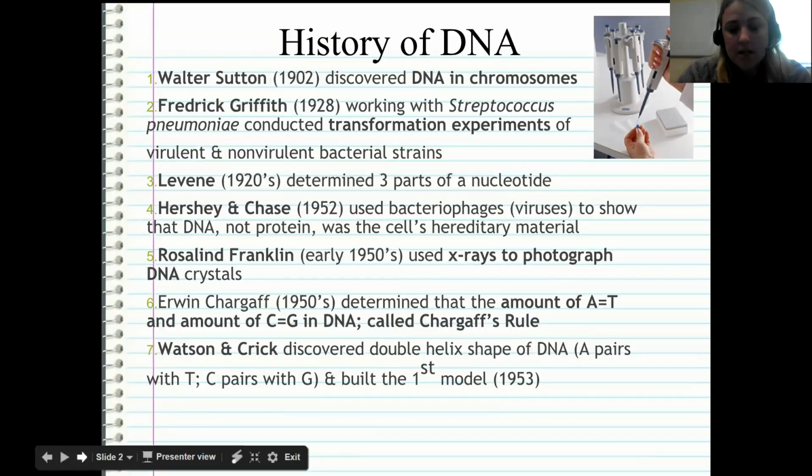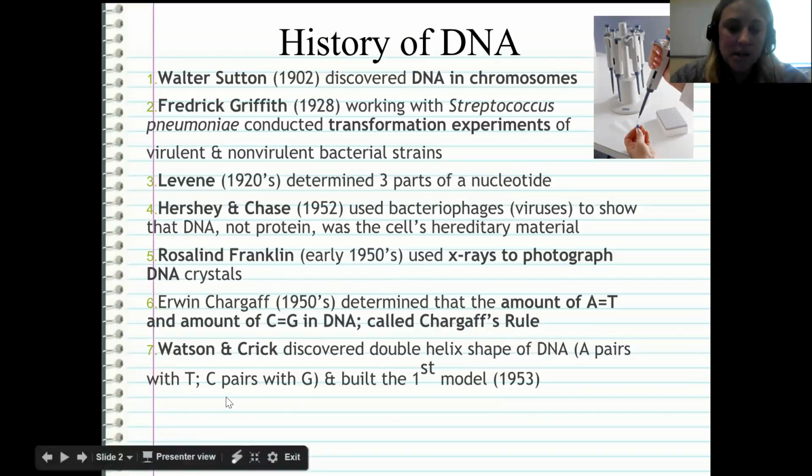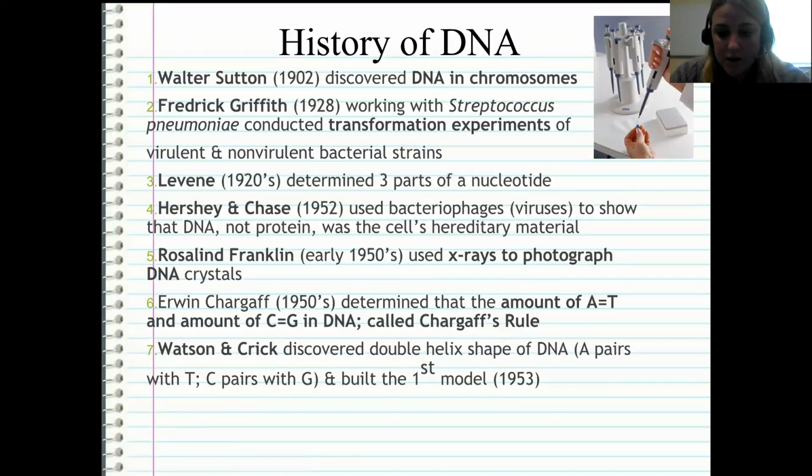Rosalind Franklin is credited with using X-rays to photograph DNA. We have Chargaff. He determined that the amount of adenine is equal to that of thymine, or A and T, and cytosine and guanine are also equal. This is called Chargaff's rule, and this will make sense a little bit later. And then we have Watson and Crick.